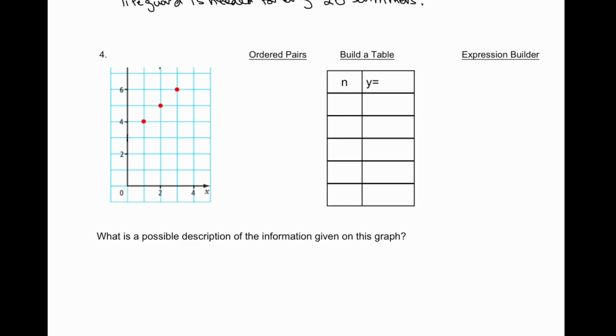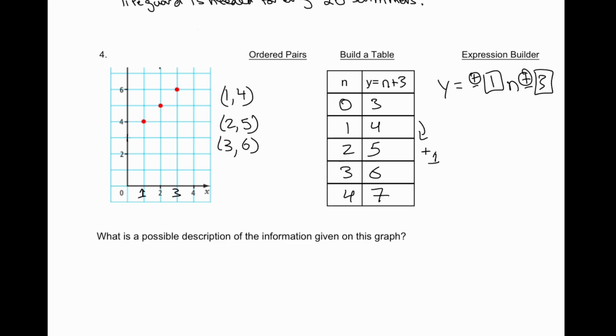All right, here we go. Another graph, ordered pair. So again, that's a 1 there, that's a 3. So we have ordered pairs. There's my expression. Now my table's filled out. Possible description for this information here. It doesn't have any information along the sides of the graph, so we could take a stab in the dark and make whatever it is.